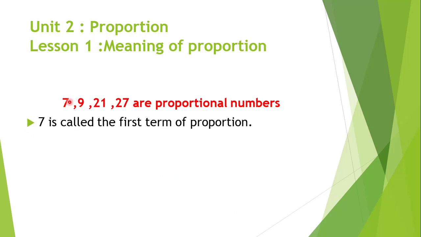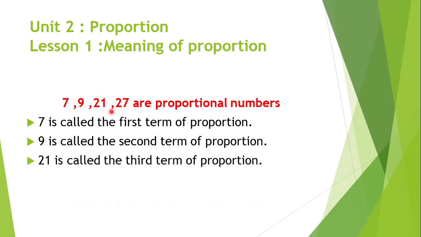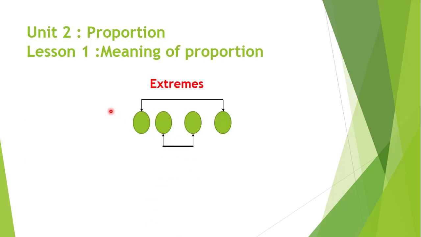The first number here is called the first term of a proportion. In the same way, 9 is the second term of the proportion, 21 the third term, and 27 is called the fourth term of a proportion. The first and last numbers are called extremes, and the two numbers in the middle are called means. So 7 and 27 are extremes and 9 and 21 are means.